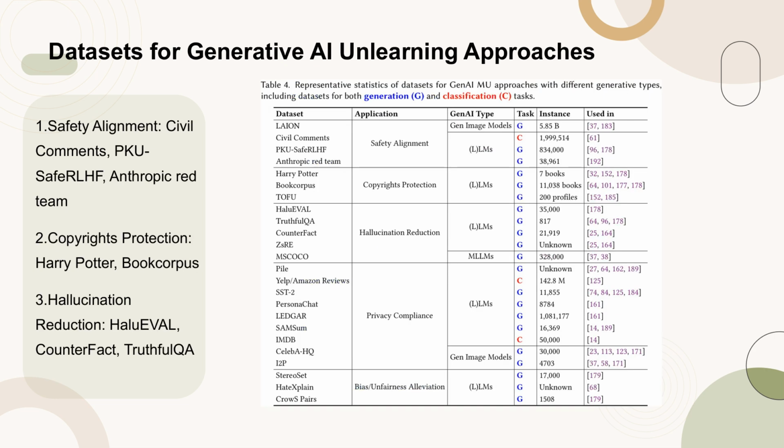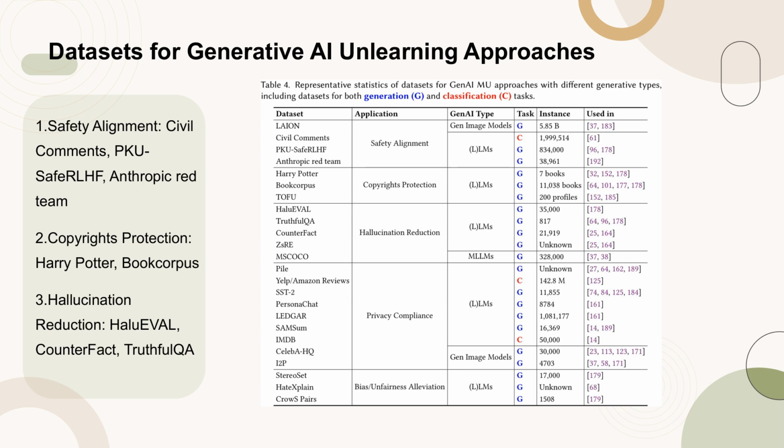Table 4 provides a summary of datasets commonly used in the field of generative AI for machine unlearning (MU) approaches. These datasets are categorized by their intended unlearning objectives, such as safety alignment, copyrights protection, and hallucination reduction. For instance, datasets like civil comments and PKU Safe RLHF are used for safety alignment, focusing on toxicity and harmful content. The Harry Potter and book corpus datasets are employed for copyrights protection, aiming to eliminate specific content generation abilities.